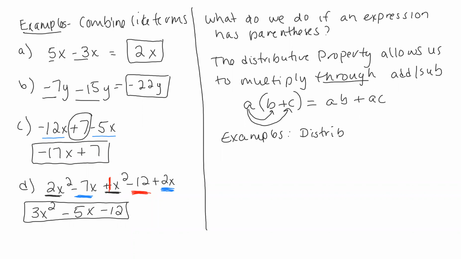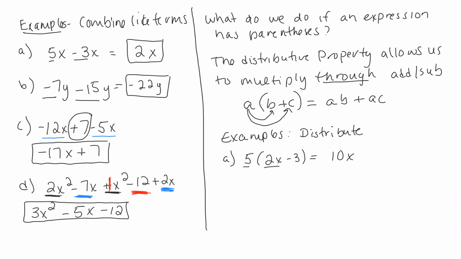Distribute. All right, so example A, let's say we have 5 times 2x minus 3. Well, all I want to do is take the 5, multiply it first by the 2x. So what we would do here is we would multiply the 5 and the 2. 5 times 2 is 10, keep the x.